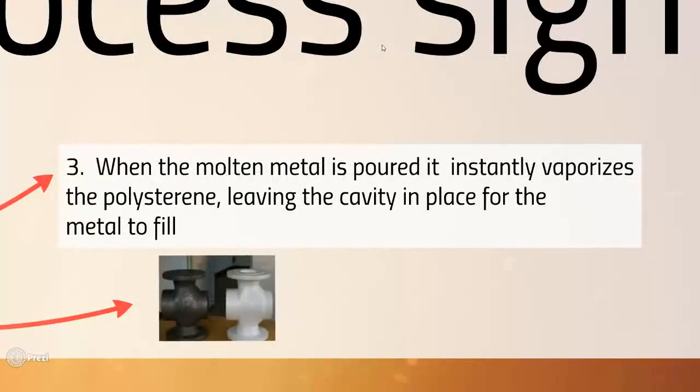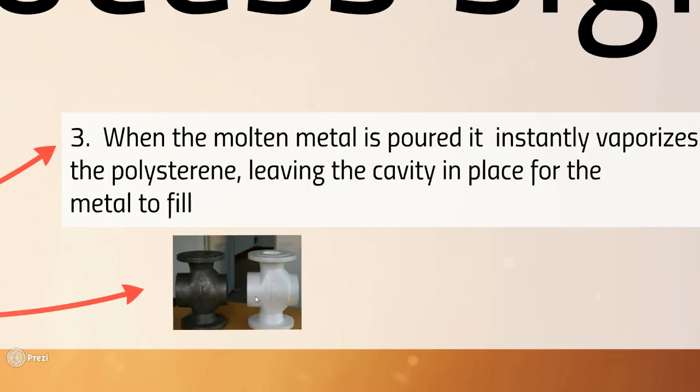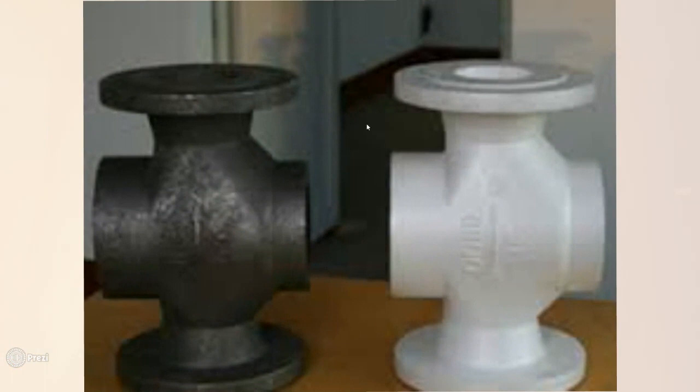And what happens next is that this molten metal is poured into this, and the polystyrene pattern instantly vaporizes. Okay, instantly turns into a gas, and that leaves a cavity in place, and that's what the metal fills. So you can see how closely the pattern represents the final product.